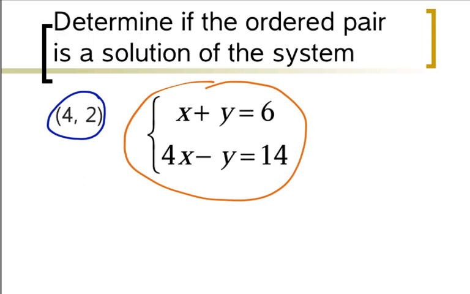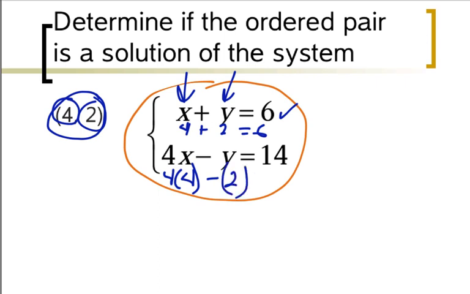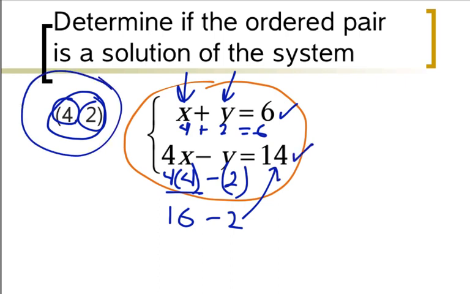And the easiest way to do it is just plug in the 4 and the 2 in for x and y respectively. In other words, you want to see is 4 plus 2 equal to 6. And yes, it checks out, so it works in the first equation, and then you try the second one. It's 4 times 4, minus 2. Okay, so 4 times 4 is 16, minus 2, does that equal 14? Yes, it does, it checks out, so this ordered pair is a solution to the system.